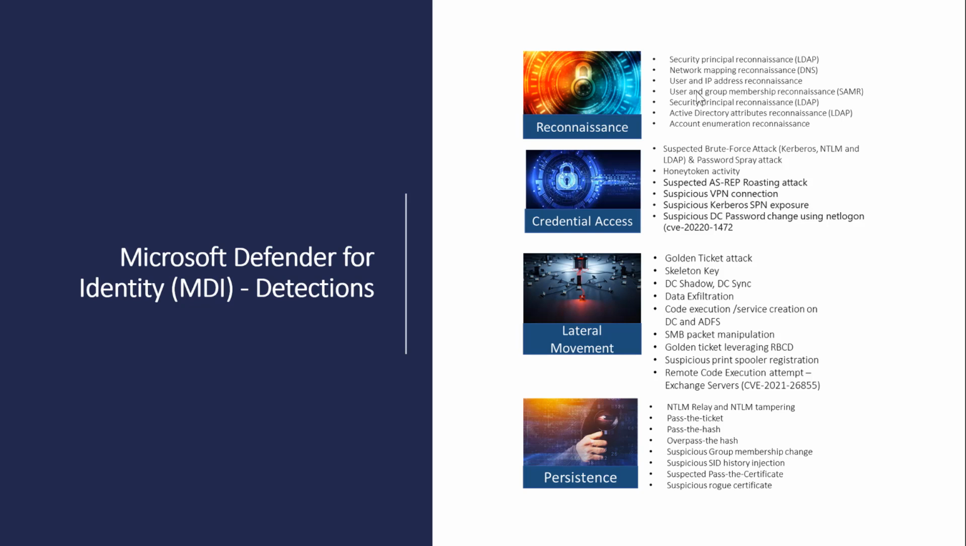You'll see it. We will try to find users and group membership reconnaissance here. We'll try to do the security principal reconnaissance attack here. I will try this. I'm not sure whether I would be able to do that. Account enumeration reconnaissance, we will also do that. We'll do this honey token activity. We'll do this brute force attack. I have been trying to do this AS-REP roasting attack. I have not been successful yet. I'll give it one more shot and see if I can make it work. And that would be our activity for reconnaissance and credential access.